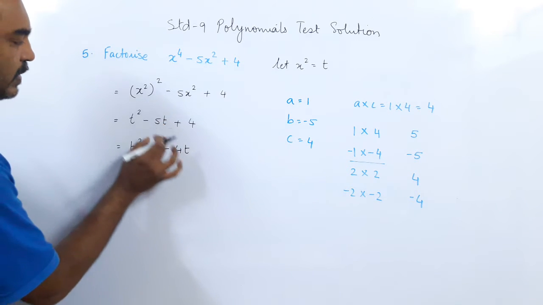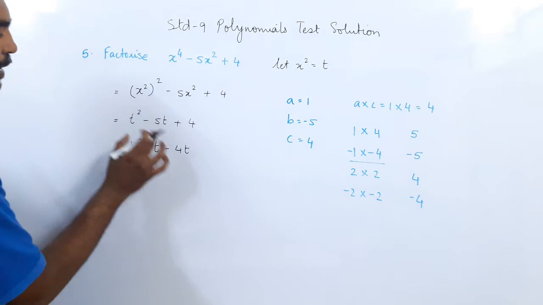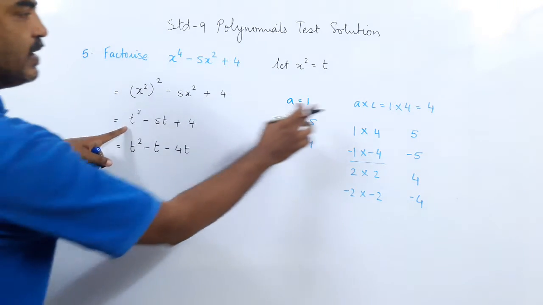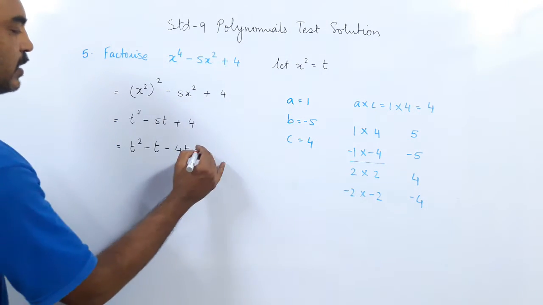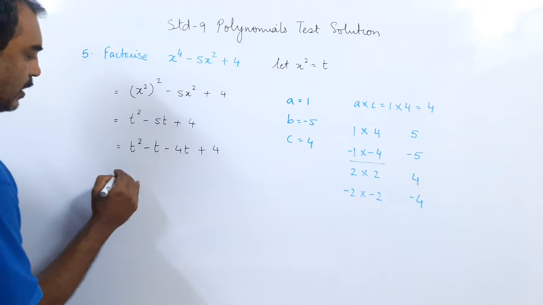This is called splitting the middle term. The middle term is split into 2. And how is it split? By taking the a and the c, finding the factors and splitting. Plus 4. Now you take out common.